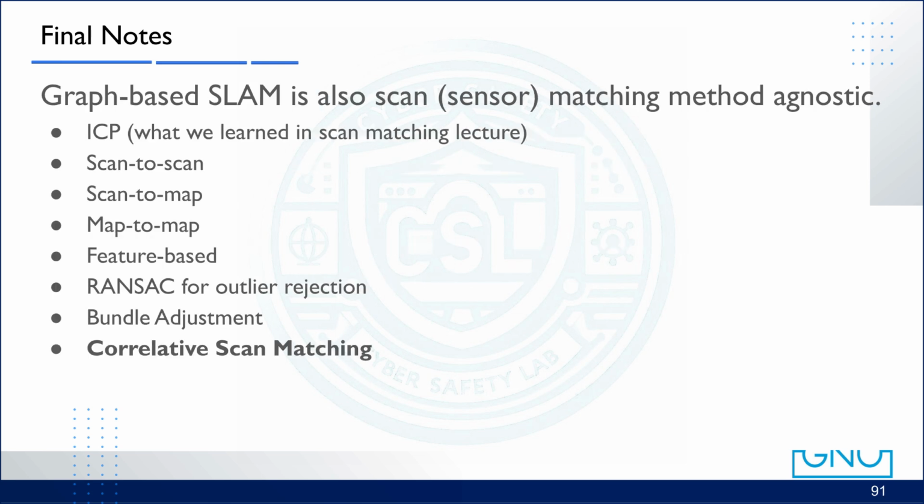Graph-based SLAM is not only sensor agnostic, it's also agnostic to the scan matching method. You can use any method to match scans: ICP, scan to map, map to map, feature-based, RANSAC for outlier rejection, and even bundle adjustment. These are all valid choices. However, most SLAM libraries today have gradually converged on using one method in particular: correlative scan matching.